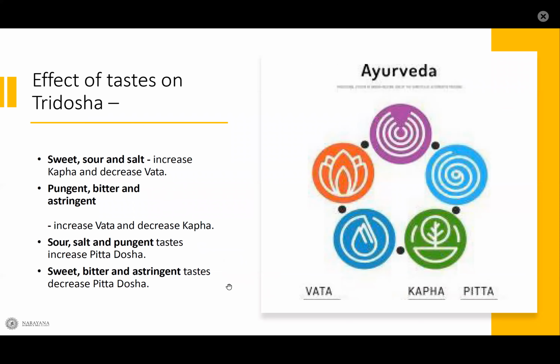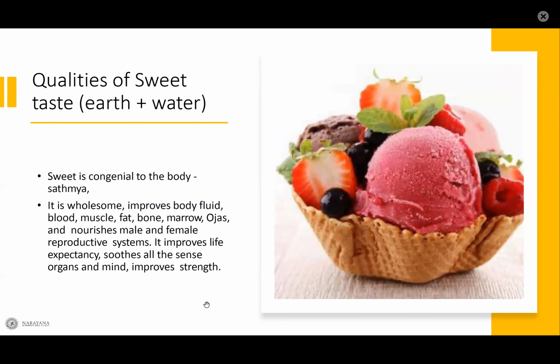You already know this, so I'm going to leave that. So this is the part that I would like you to focus on when you review this slideshow. And when we meet next time, sweet is made of earth and water, right?